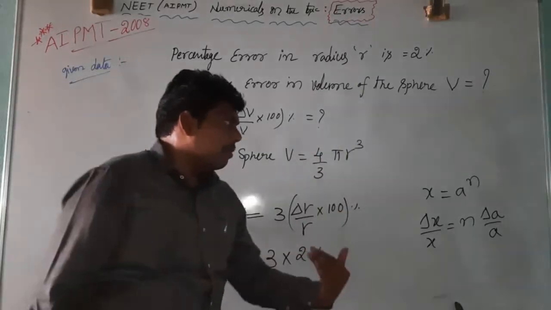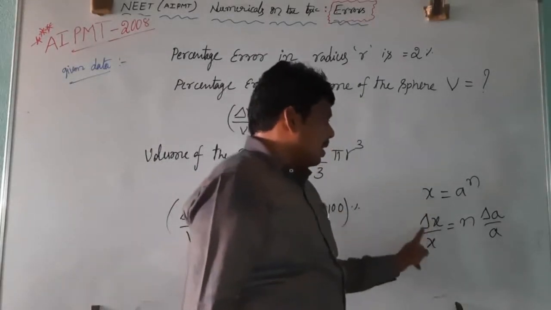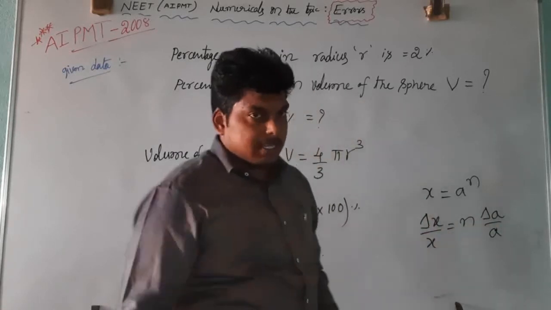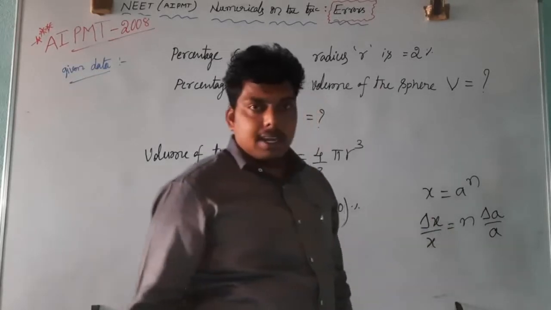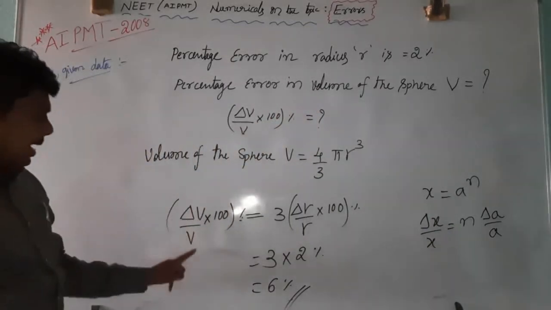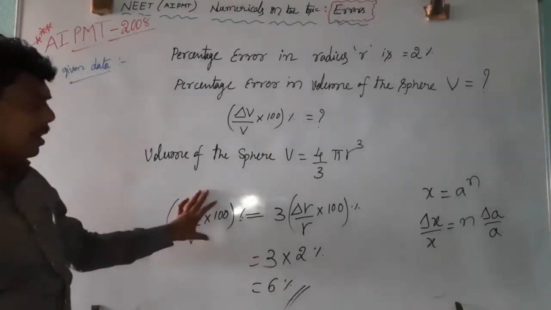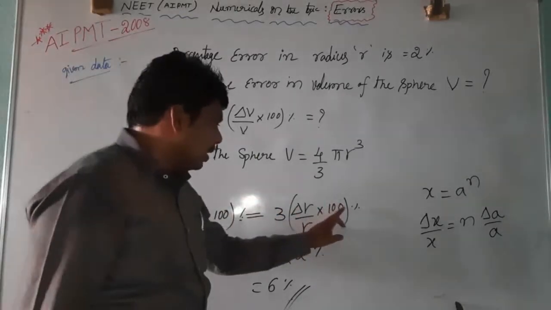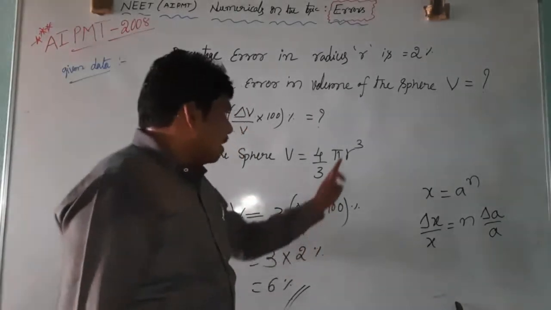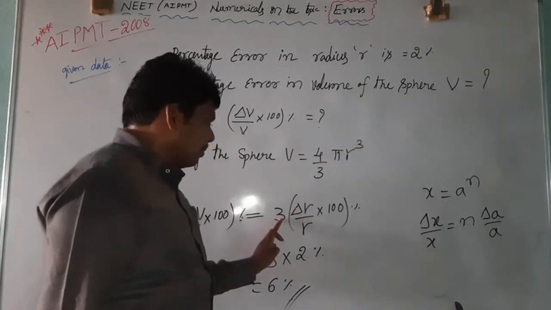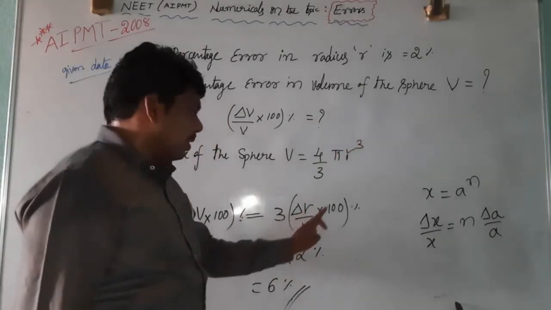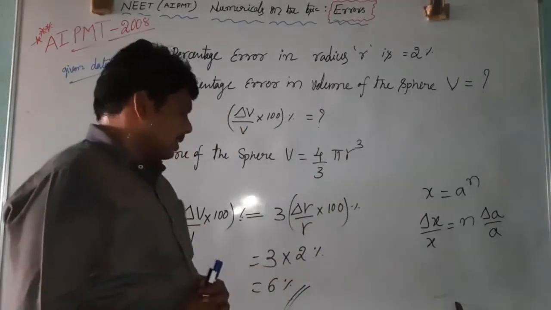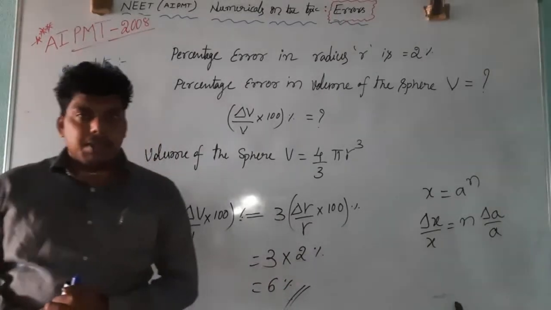When the power of a physical quantity is given, what is the relative error? Delta x by x is equal to n into delta a by a. You can also take this in terms of percentage, just multiply with 100 and express it in terms of percentage. So here delta V by V into 100%, that is the percentage error in the volume, is given by delta R by R into 100. But here R to the power 3 is there, so we have to multiply with 3. 3 into delta R by R into 100%. 3 into 2%, that is equal to what? 6%. This is the right option for the given question.